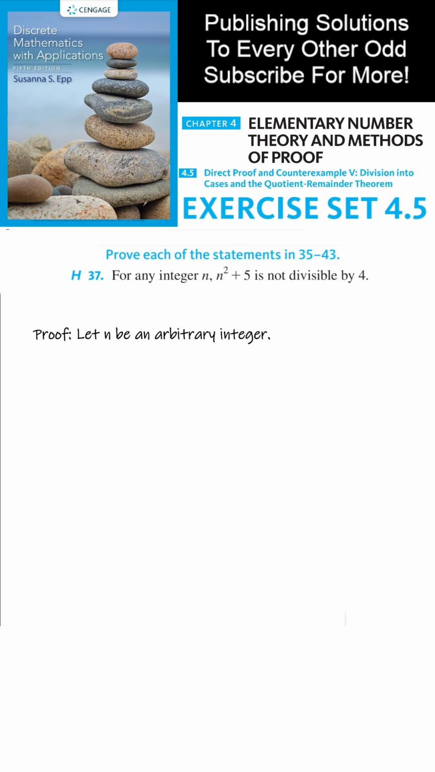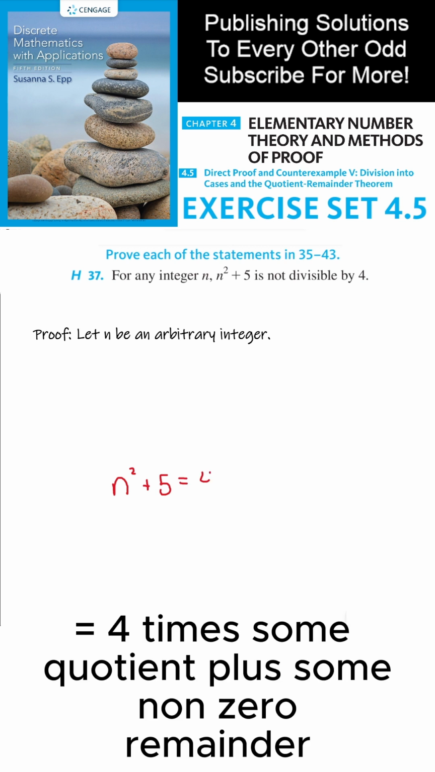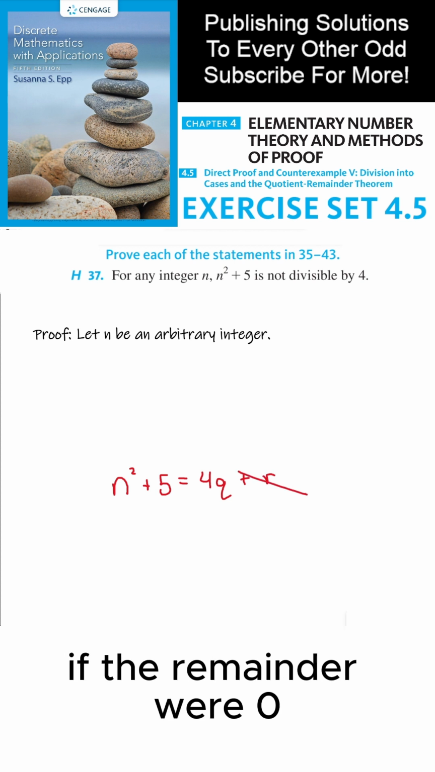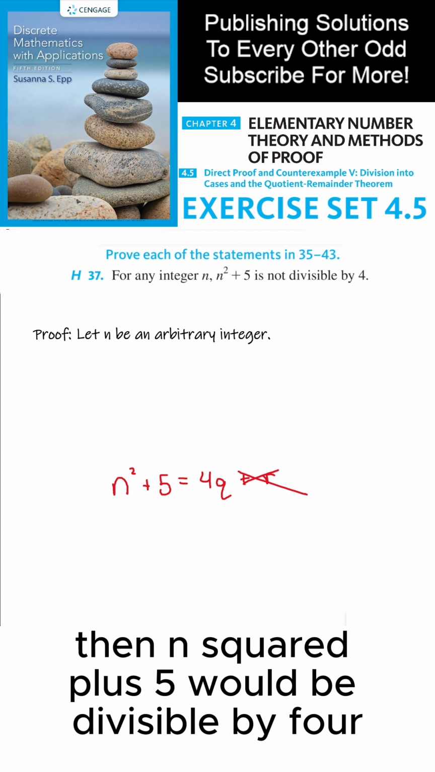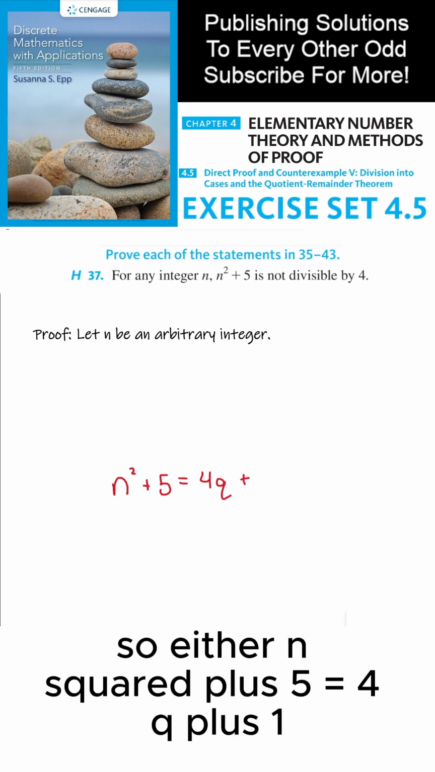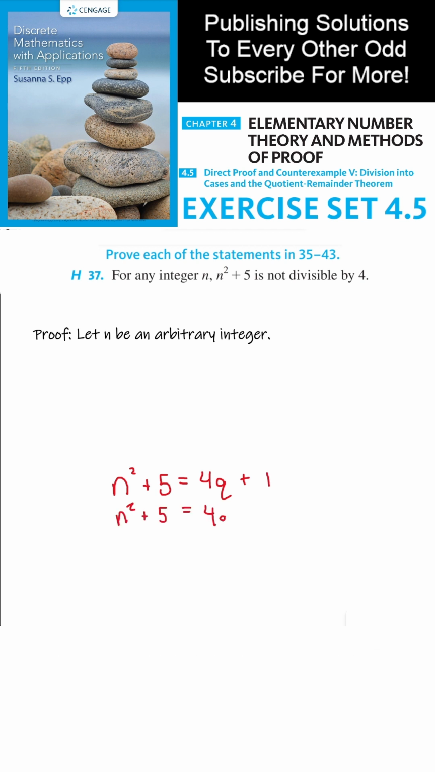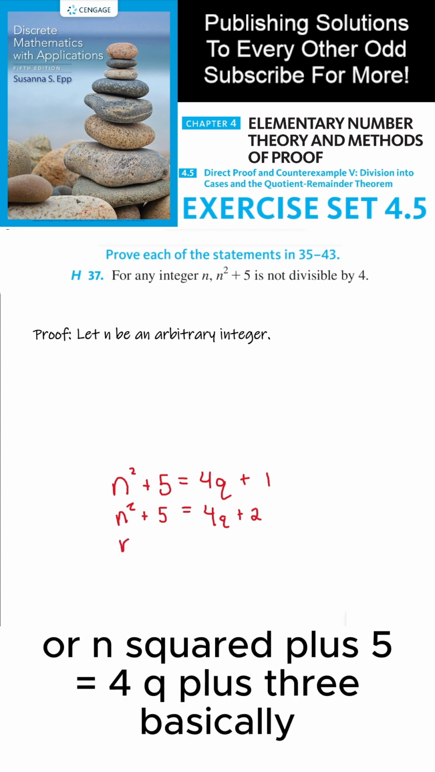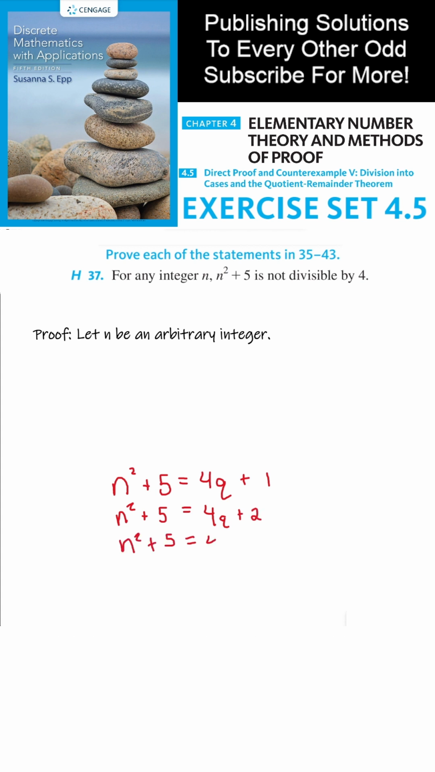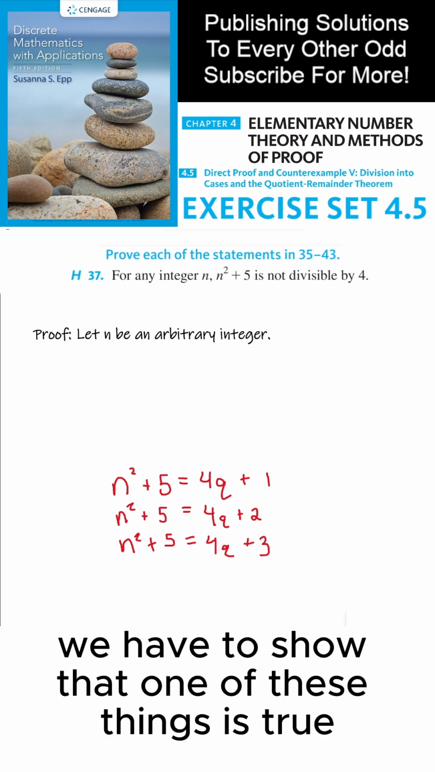non-zero remainder. If the remainder were 0, then n squared plus 5 would be divisible by 4. So either n squared plus 5 equals 4q plus 1, or n squared plus 5 equals 4q plus 2, or n squared plus 5 equals 4q plus 3. Basically, we have to show that one of these things is true.